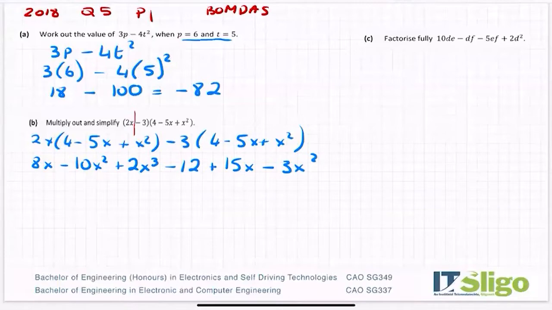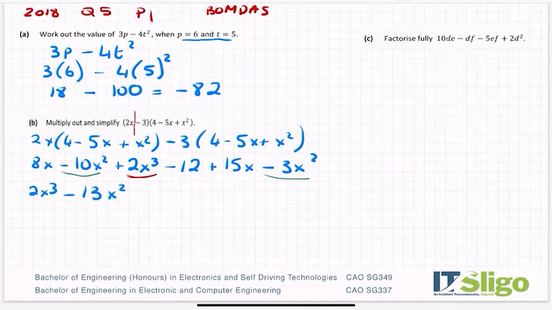Okay. So let's just tidy it up. So remember, x cubes cannot be added to x squares or x squares to x's or x's to numbers. So that's my only x cubed term. So that's 2x cubed. There's my x squares and my x squared. So I have minus 10 of them, minus 3 of them. Okay, so that's minus 13 of them.